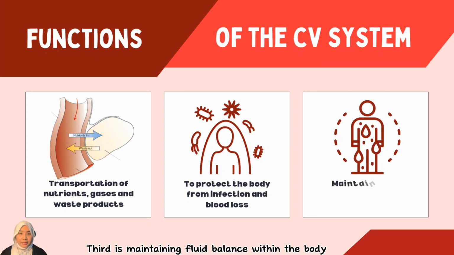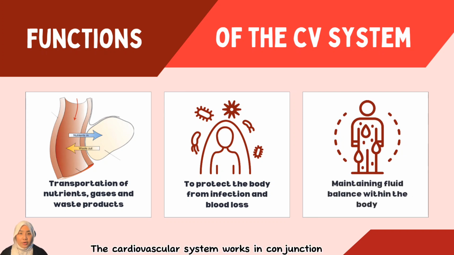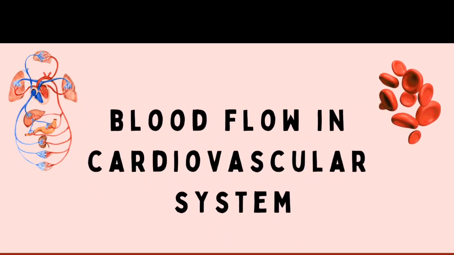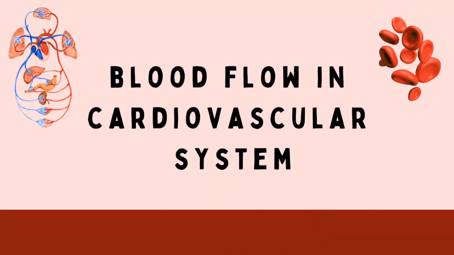Third is maintaining fluid balance within the body. The cardiovascular system works in conjunction with other body systems, which are the nervous and endocrine systems, to balance the body's fluid level. Fluid balance is essential in order to ensure sufficient and efficient movement of electrolytes, nutrients, and gases through the body cells.